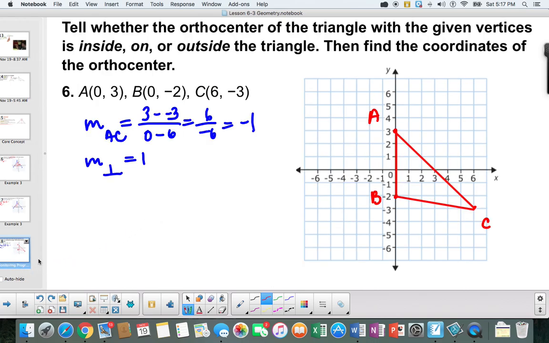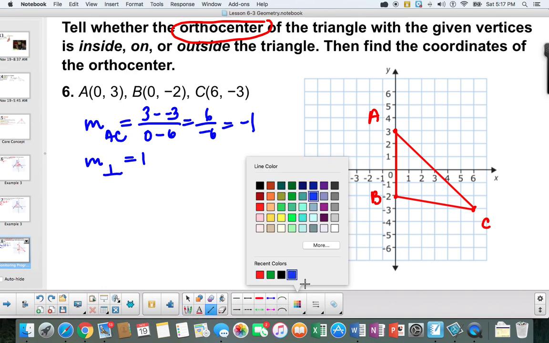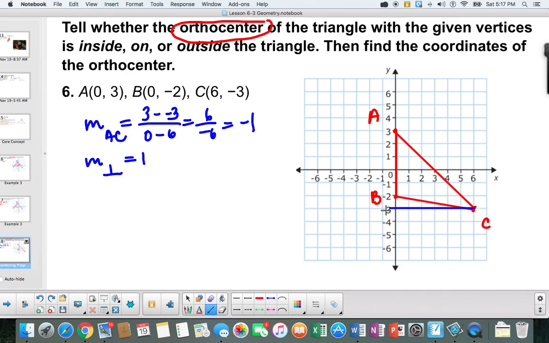Okay, here's another triangle. Then we're trying to find the orthocenter. And we also want to discover if it's inside, on, or outside the triangle. All right, so I'm going to find the altitude from point C. So I'm going to go ahead and draw it. And it's going to be right here. I know that it has to be perpendicular to the extension of the side, and that'll be making a right angle right here.